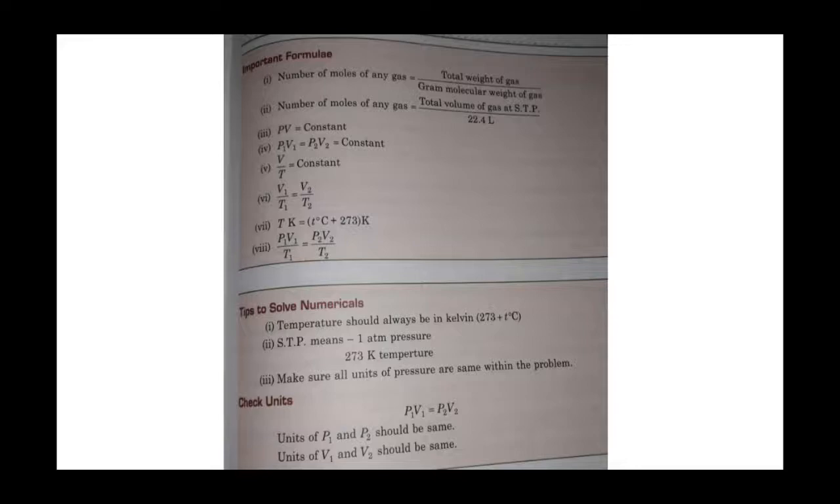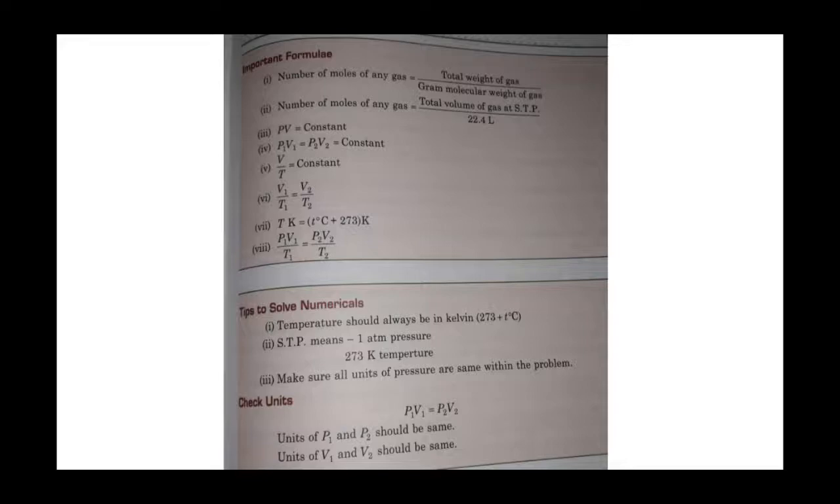After that, V upon T is equal to constant, that is Charles law. When volume changes from V1 to V2 and temperature from T1 to T2, it will be V1 upon T1 is equal to V2 upon T2. Now 1 Kelvin is equal to temperature in degree centigrade plus 273. And the last, the ideal gas equation, that is P1 V1 upon T1 is equal to P2 V2 upon T2.